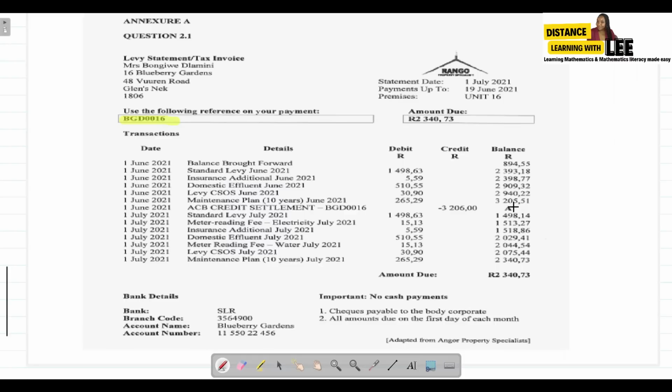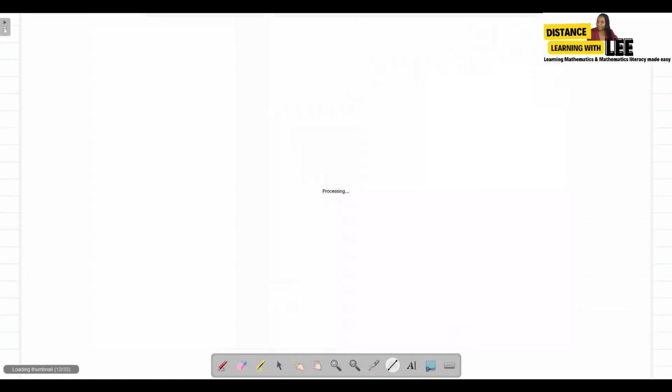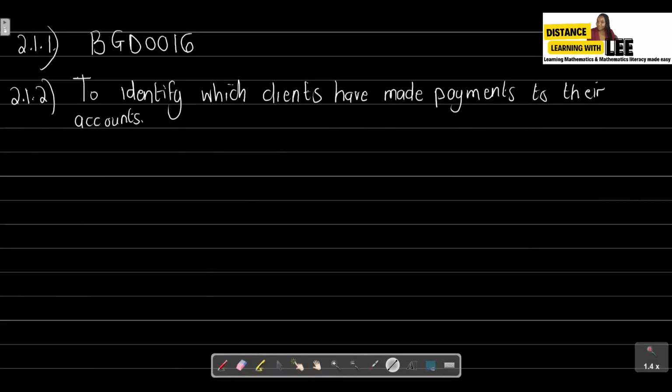If you take the balance before Mrs. Bongiwe made the payment, what was the balance before she made that payment? It was 3,205.51. And then she made a payment of 3,206 Rand. What is that missing value A? We're going to write it as an equation, so please focus and have a look here.